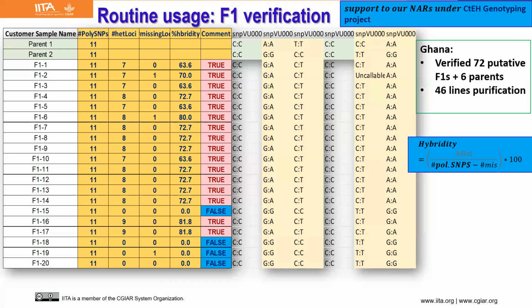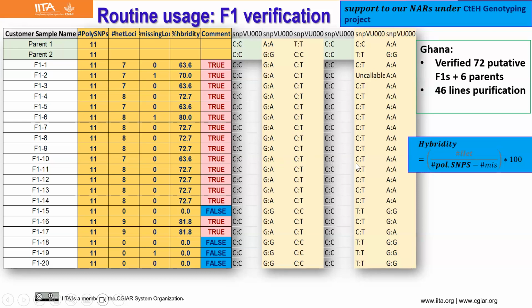Recently, we've deployed this in a bigger panel with our NARS partners from Ghana, Burkina Faso, and Nigeria, trying to support them through the Crops to End Hunger project in making decisions on progenies that they can advance in their breeding program. You can see this is just a snapshot from the Ghana partners, where we evaluated their F1 progenies based on the level of hybridity. We are able to recommend the crosses that could go forward.